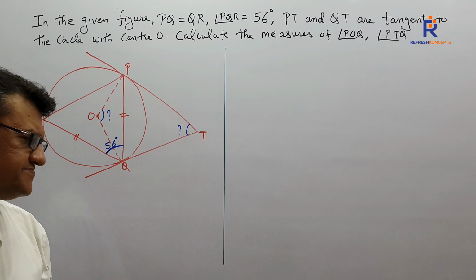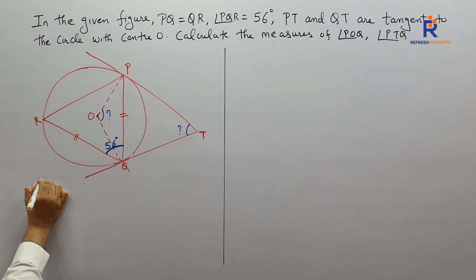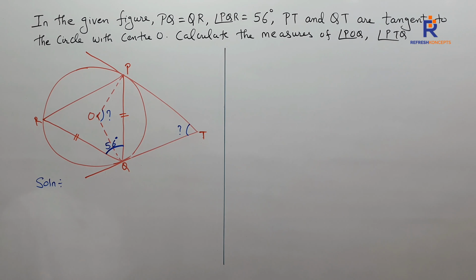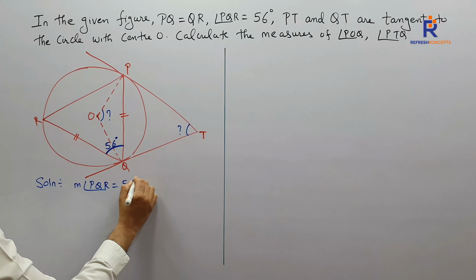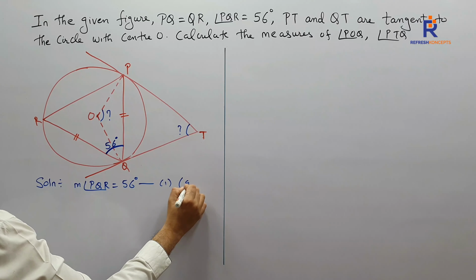Right? Let's start. So, as I stated, always go with the given stuff. What is the given stuff? Measure of angle PQR is 56 degrees. So, let me write down: measure of angle PQR is equal to 56 degrees, equation 1, that's given.